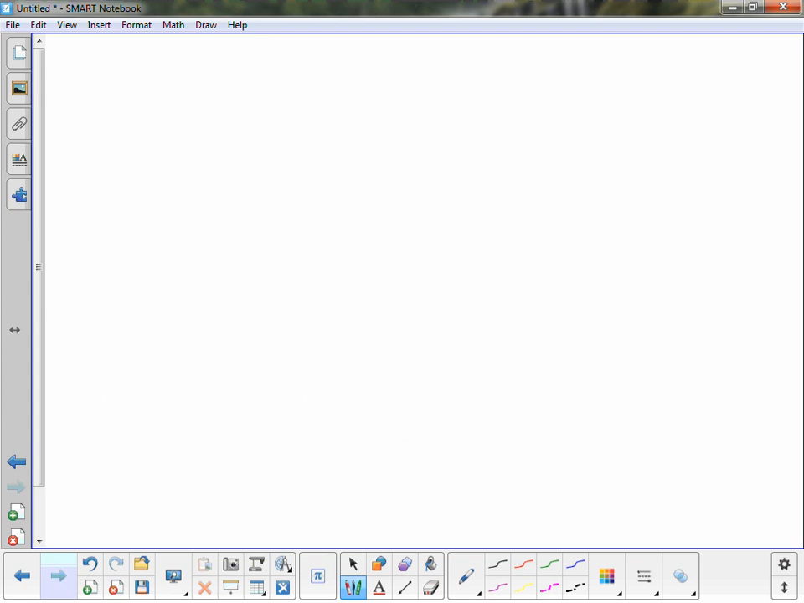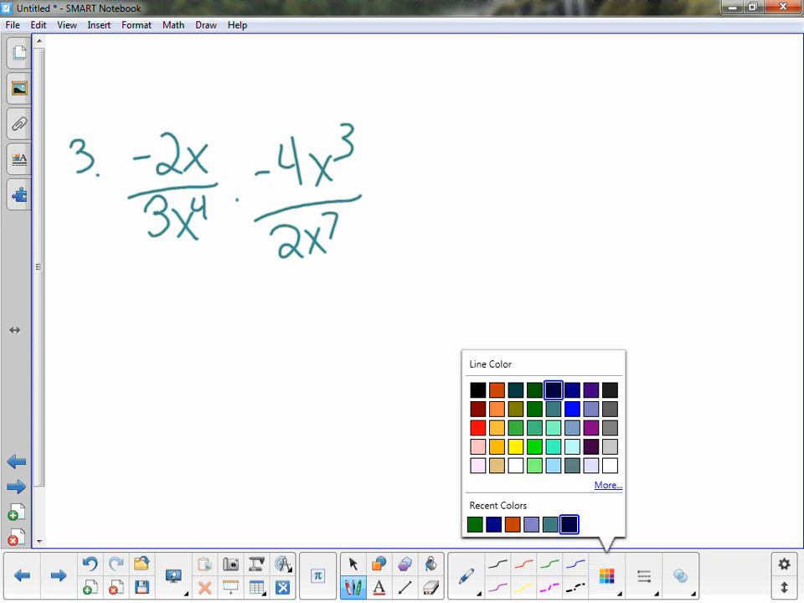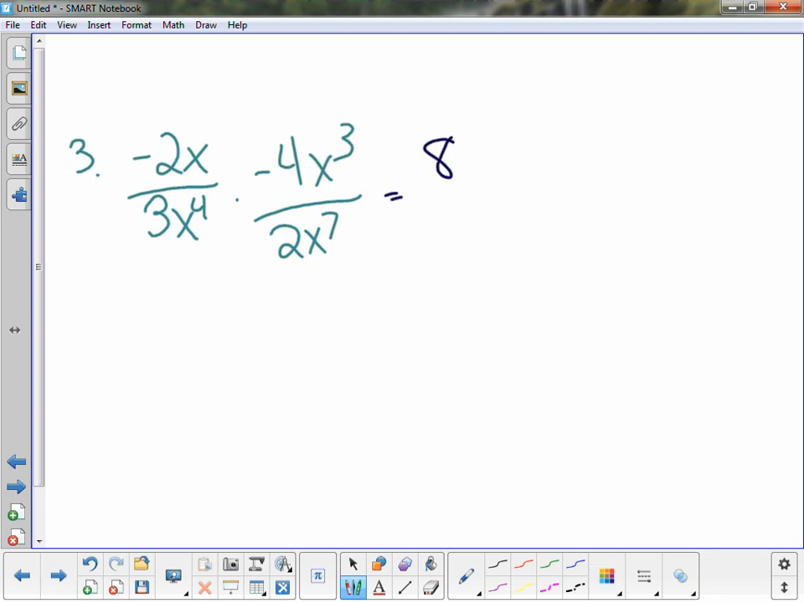Let's take a look at number 3. For number 3, you have negative 2x over 3x to the 4th times negative 4x cubed divided by 2x to the 7th. So first thing we're going to do is multiply out those numerators. Negative 2 times negative 4 is positive 8.